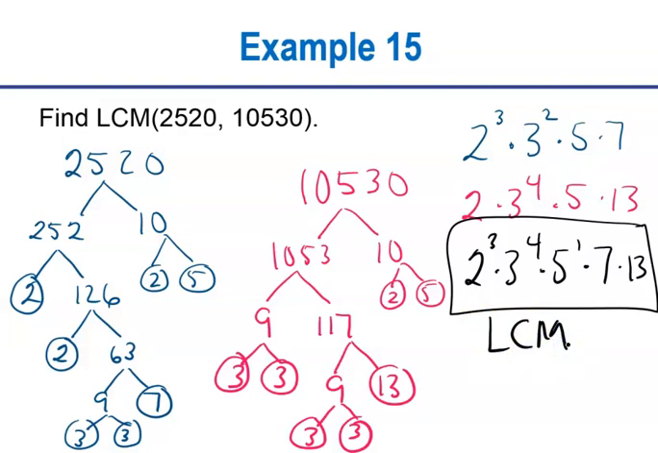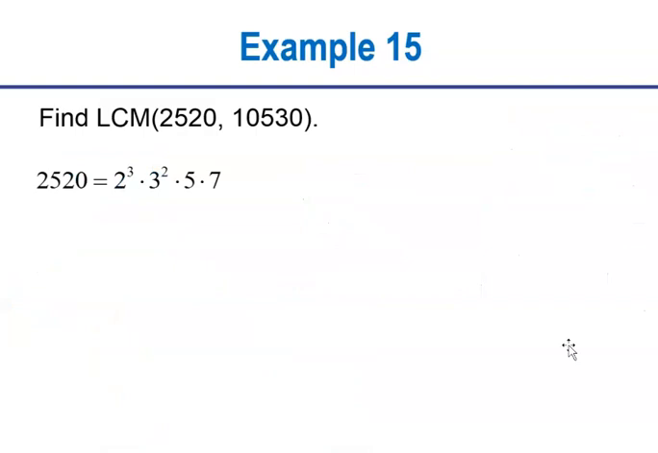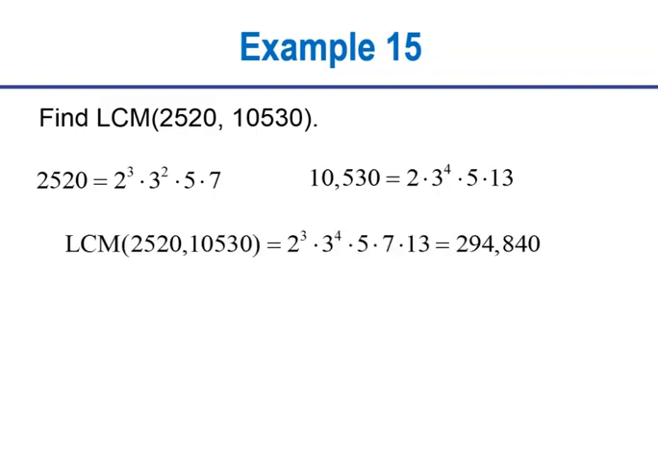It looks like a pretty large number to me, but we're going to wait for the typed up version to get the final answer. So here's the typed up version for you. Overly simplified, by the way. 2,520, there's the prime factorization. 10,530, there's our prime factorization. Remember the trick again is every single factor must appear, no matter which one it's in, to the highest power it shows up, which gives us 2 to the 3rd, 3 to the 4th, 5 times 7 times 13, which gives us 294,840. So those big numbers, you certainly don't want to make a list and find the intersection. You want to be able to use this prime factorization method.